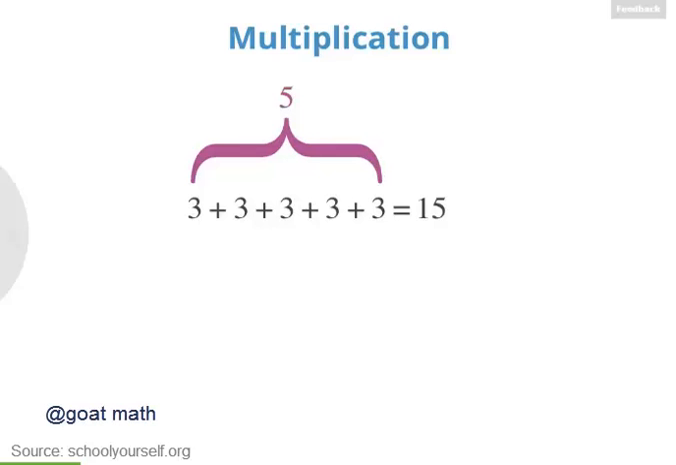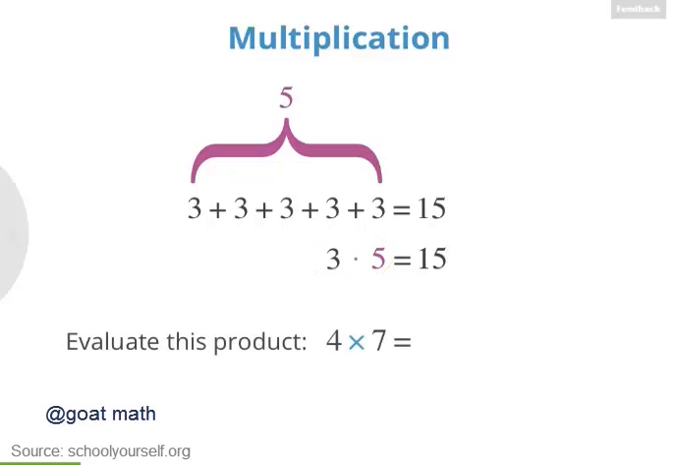This is actually an example of multiplication. A shorter way to write this sum is like this. This is the multiplication symbol over here, and you can read this aloud as 3 times 5, or 3 multiplied by 5. And it means you're adding together 5 threes. So 3 times 5 equals 15. Sometimes, instead of this symbol, you'll see a dot, which means the same thing, 3 times 5.